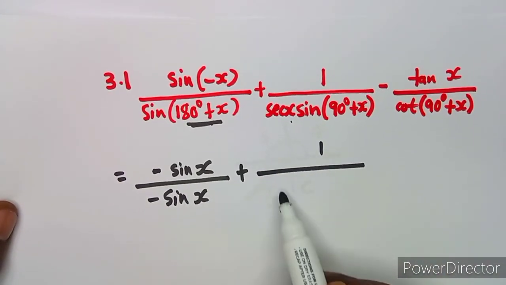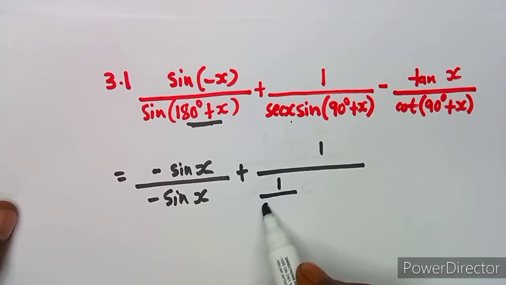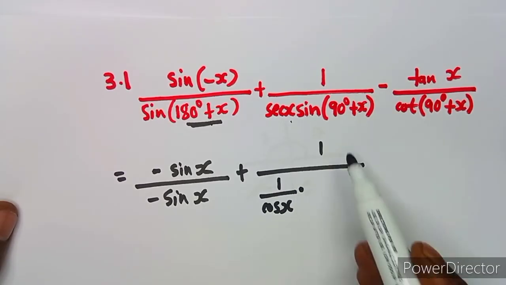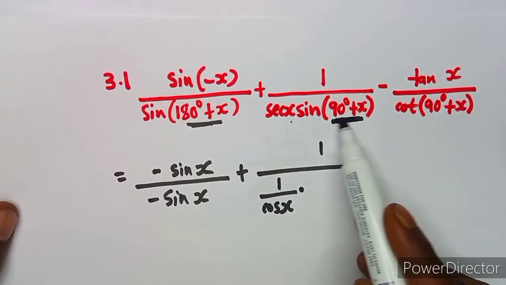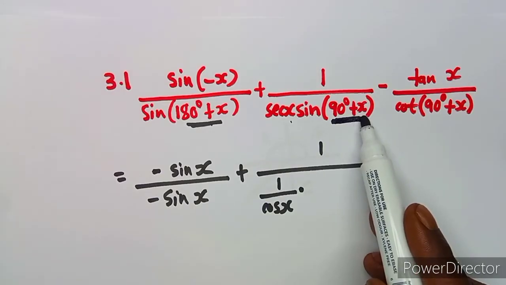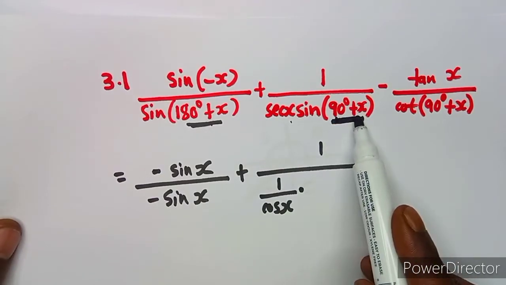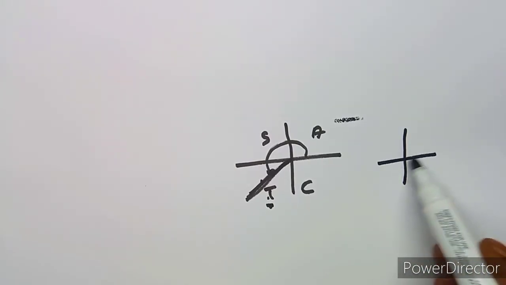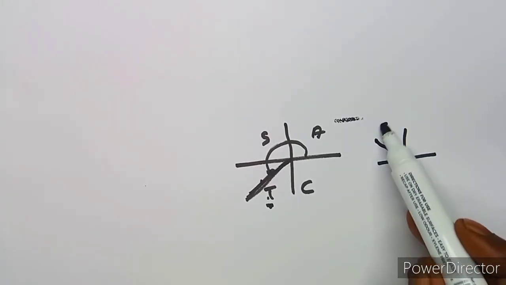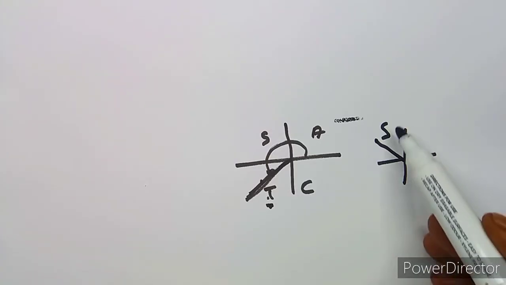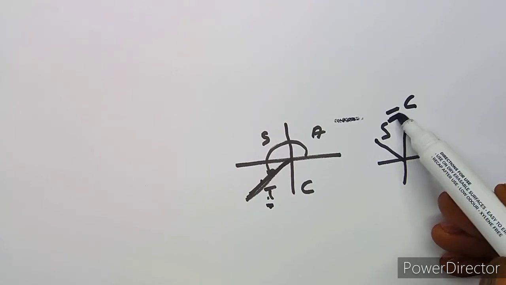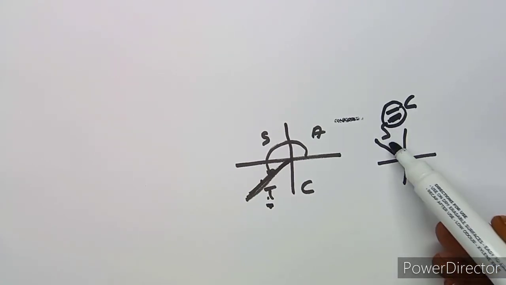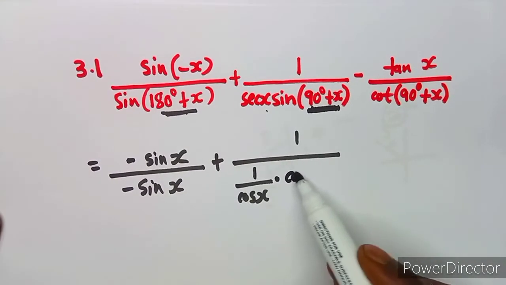Remember, sec, guys, is 1 over cos, so this is 1 over cos x times sine of 90 plus x. From our cofunction, if you are given 90 plus x, that is in the second quadrant, and in the second quadrant sine is positive. From your cofunction, a sine is going to change into a cos, but it's positive because sine here is positive. So this is going to give us a positive cos x.